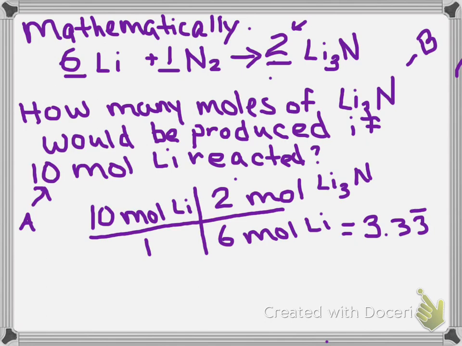Now, this is kind of a bad example because we only have one sig fig. So at this point, I'm just going to leave this number here because I want to see how it relates back to the picture that we drew. So I'm just going to leave 3.33 moles of Li3N.